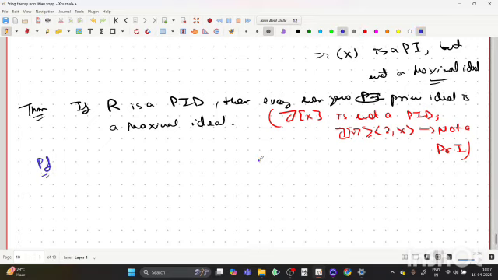Therefore, the correspondence between maximal ideals and non-zero prime ideals holds whenever we are talking about principal ideal domains. And the proof is again quite simple. See, what do we want to prove? We want to prove that every non-zero prime ideal is a maximal ideal. So let 0 not equal to P in R be a prime ideal. We need to show that it's a maximal ideal.